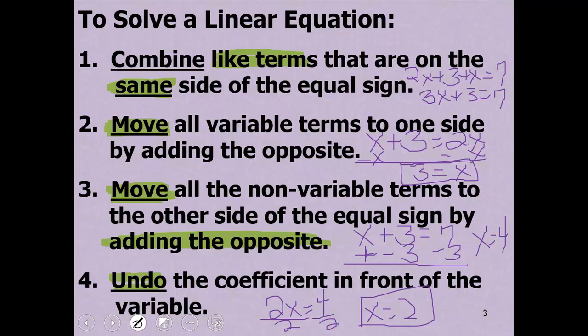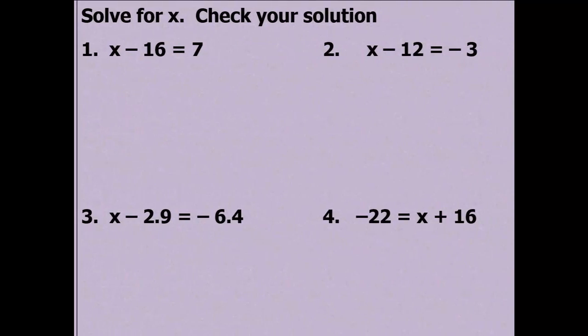We're going to move the variables to the same side. We're going to move the non-variables to the other side, away from the letter. And then we're going to undo any coefficient in front of the variables. So refer back to those.